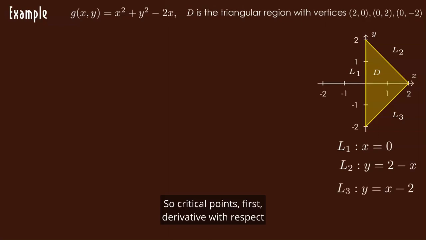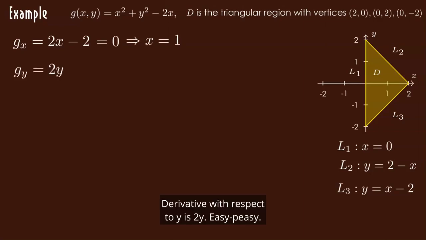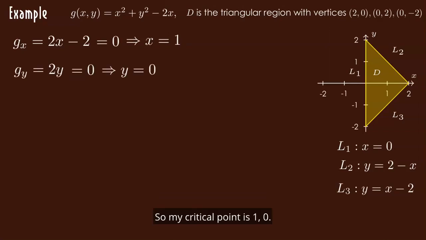So critical points first. The derivative with respect to x is 2x minus 2. Set equal to 0, solve. I get x equals 1. The derivative with respect to y is 2y. Easy peasy. That gives me y equals 0. So my critical point is 1, 0. I plug it into the function and I get negative 1.